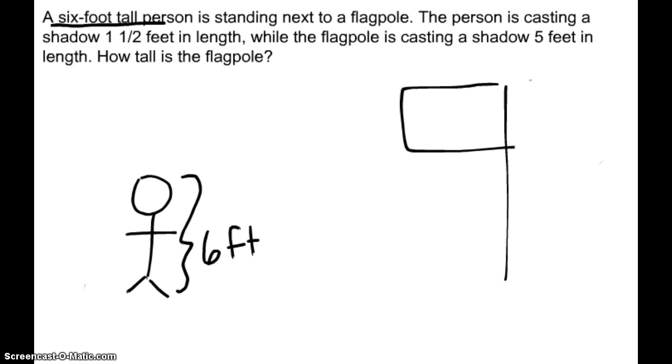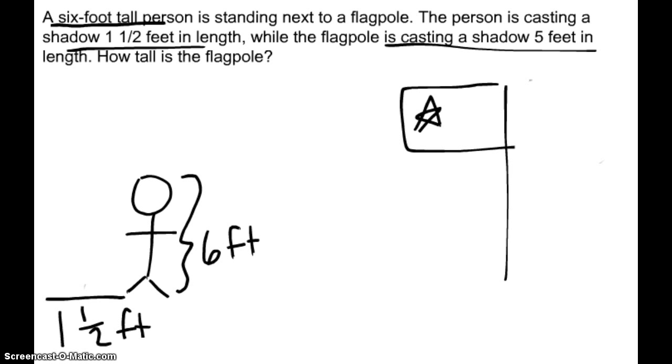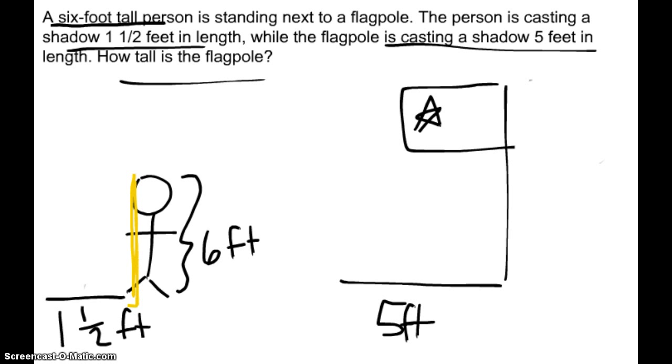And it's standing next to a flagpole. So here's our flagpole. The person is casting a shadow that's 1.5 feet in length. So here is that person's shadow right here. We know that it is 1.5 feet in length, while the flagpole is casting a shadow 5 feet in length. We need to find the height of the flagpole. So we know this person's height is 6 feet. The shadow is 1.5 feet. We know the flagpole's shadow is 5 feet. We need to find, we can call it H, X, whatever we want, X, the height of the flagpole.